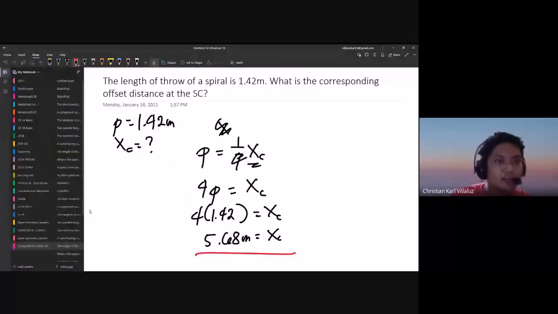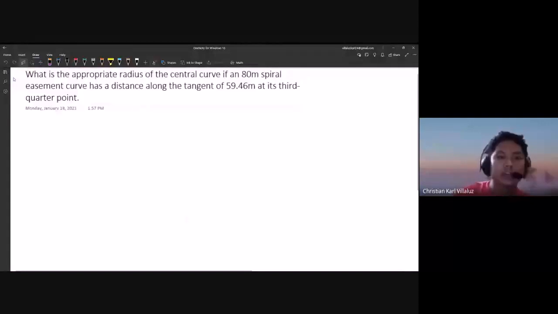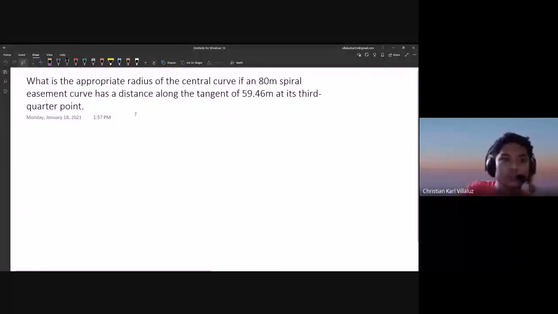Next. What is the appropriate radius of the central curve if an 80-meter spiral curve has a distance along the tangent of 59.46 meters. So given, okay. So actually, kahit hindi ka na mag-drawing class, ilatag mo lang lahat ng given and use the formula. Use all the formula. Kaya na natin siyang isolve. Okay?